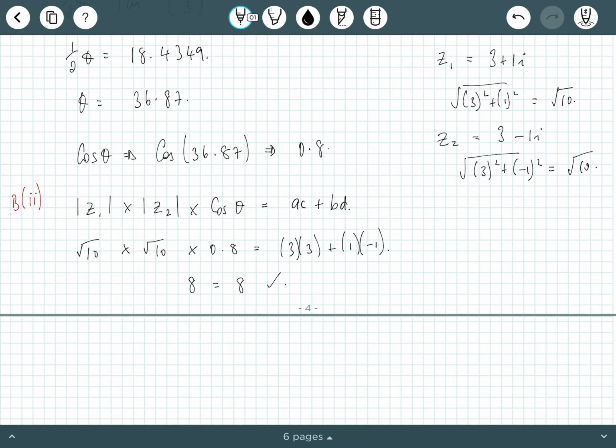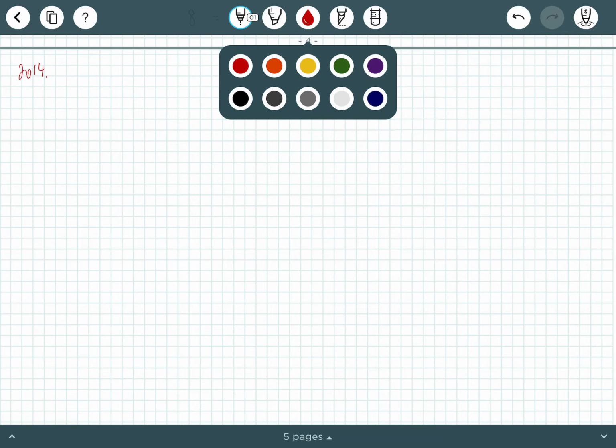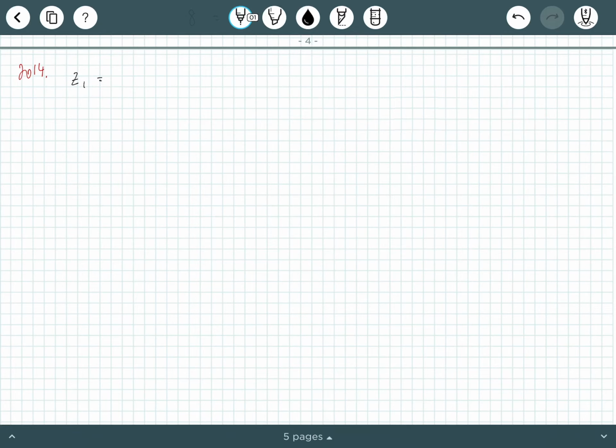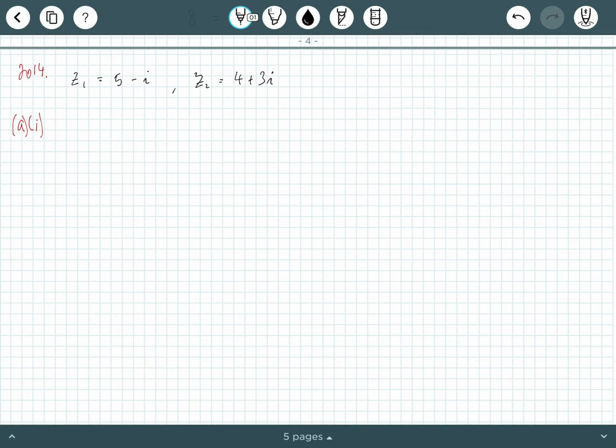So then I gave you one more question, which is a little bit easier than that question. This was 2014, I believe. It said let Z1 be 5 minus i, and Z2 is equal to 4 plus 3i, and of course i squared is equal to minus 1. Now part 1 says find Z1 minus Z2.